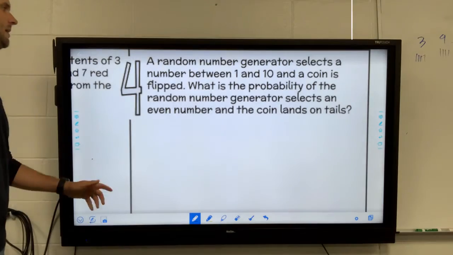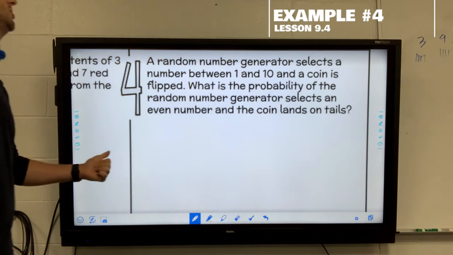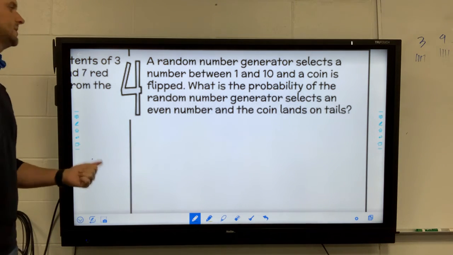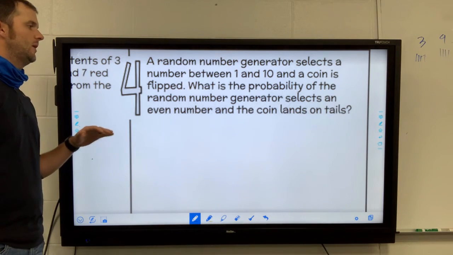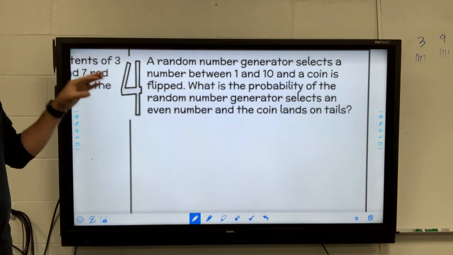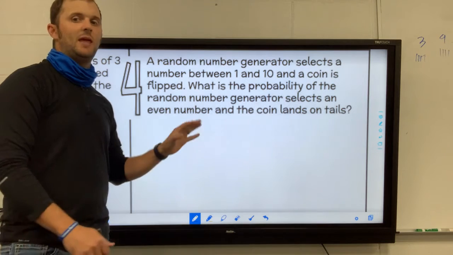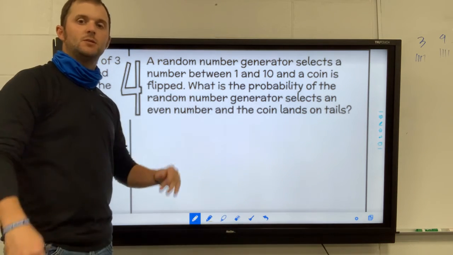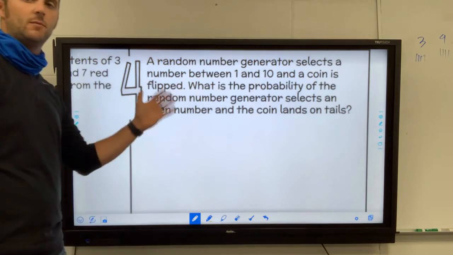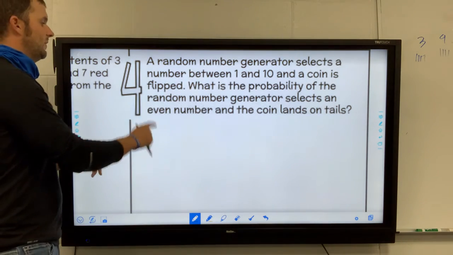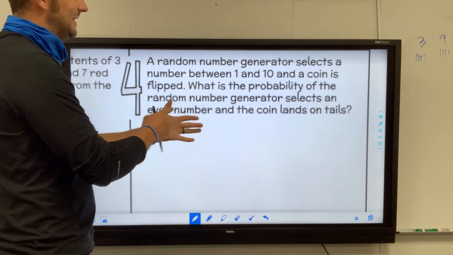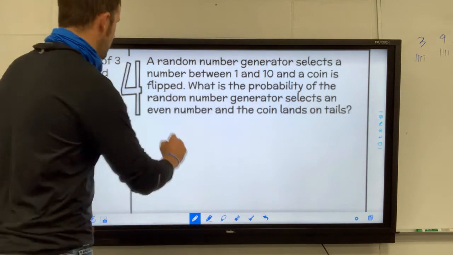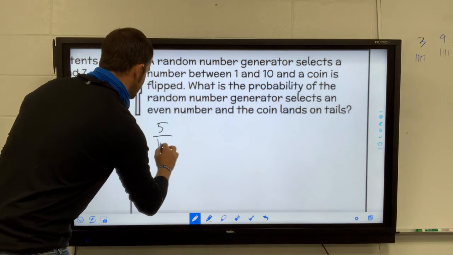All right, last on example number 4, a random number generator selects a number between 1 and 10, and a coin is flipped. What is the probability of the random number generator selecting an even number and the coin landing on tails? So again, doing a generator and flipping a coin are 2 separate events. So that means we're gonna be doing multiplication here because they're independent. So that means if I want an even number, 2, 4, 6, 8, and 10, there's 5 even numbers on 1 through 10, okay? So that means I'm gonna be doing a 5 out of 10 chance of me getting an even number.